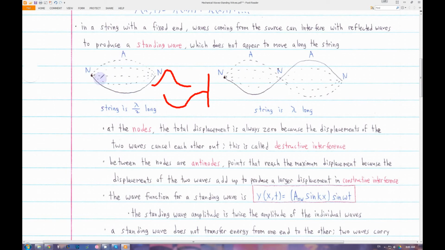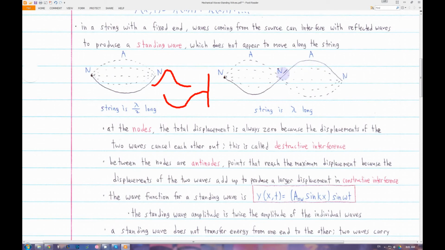And so as we make this string longer, we get more of these little sections where the string is vibrating in phase, down and up, down and up. And you can also see that there are some points where the string is not moving at all. And there are other points where the string is moving the most. Like say here, the string is moving up and down with a greater amplitude than these other points here.